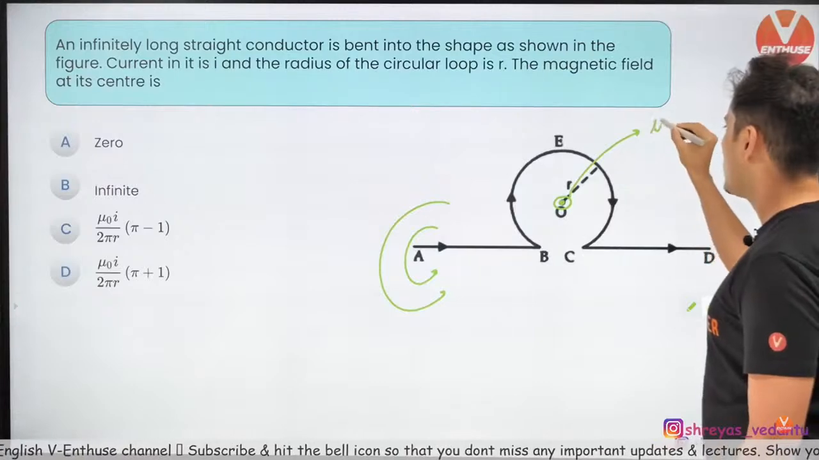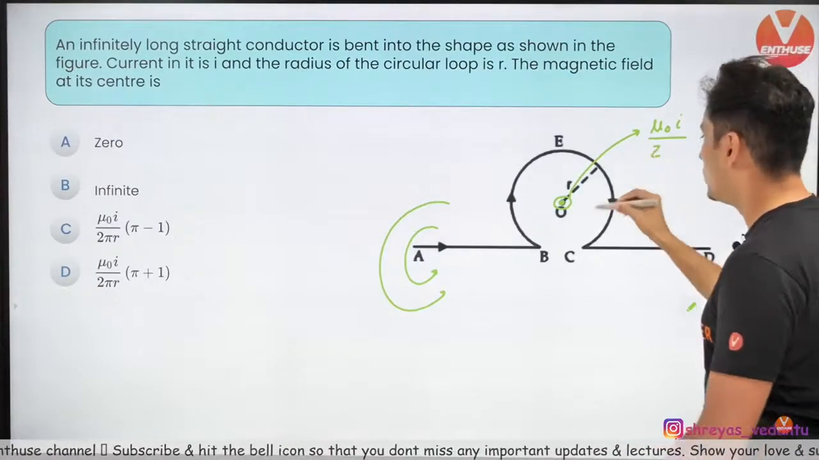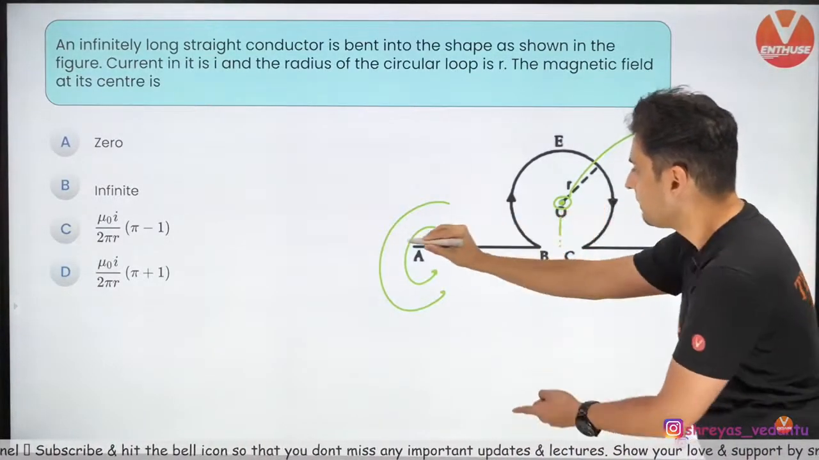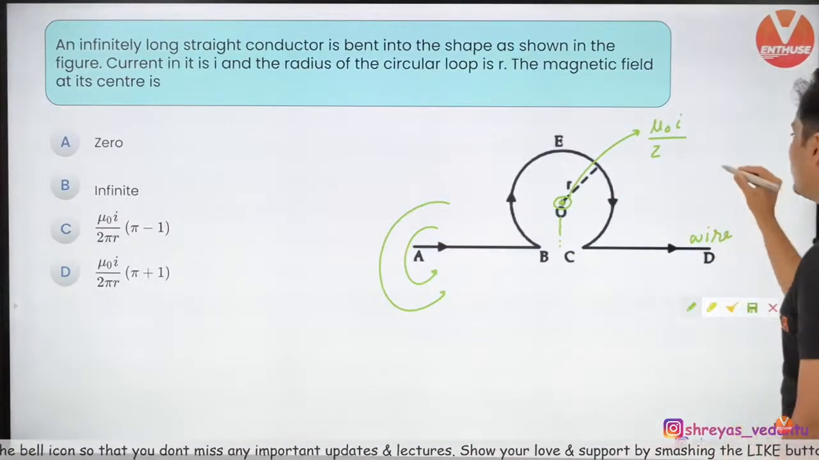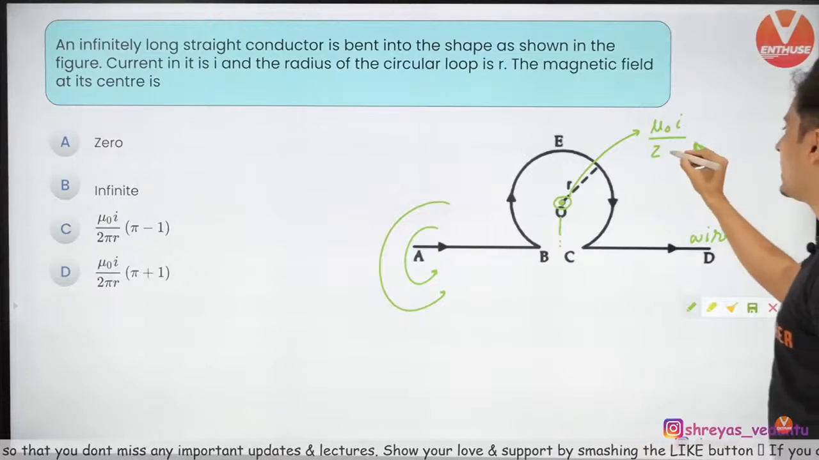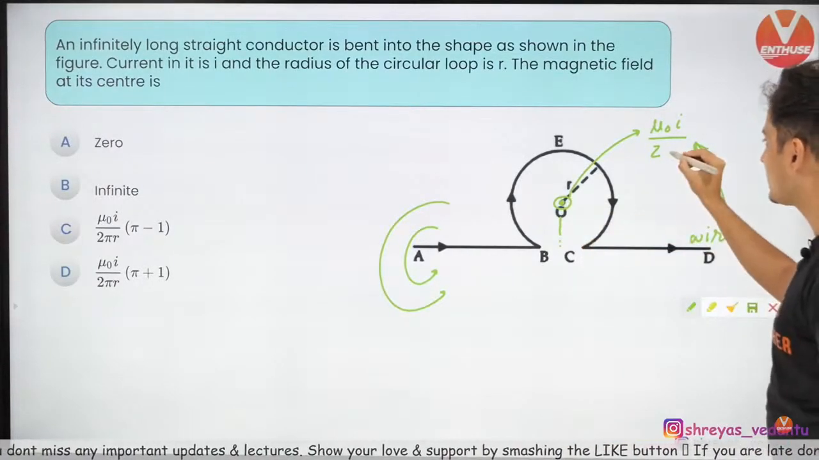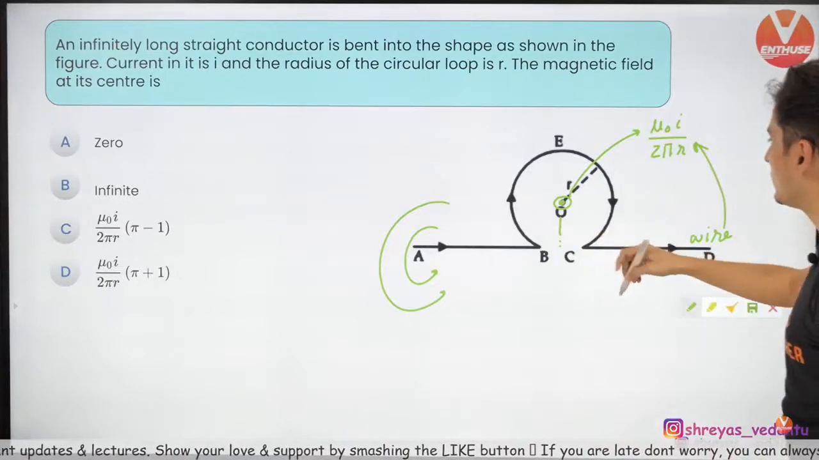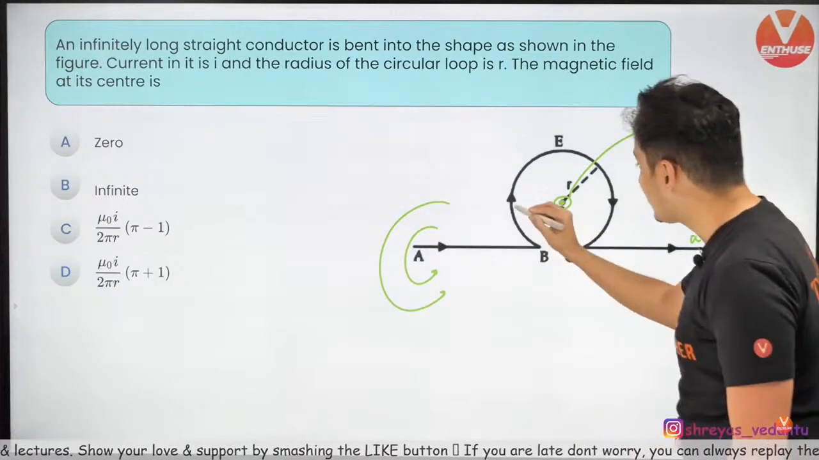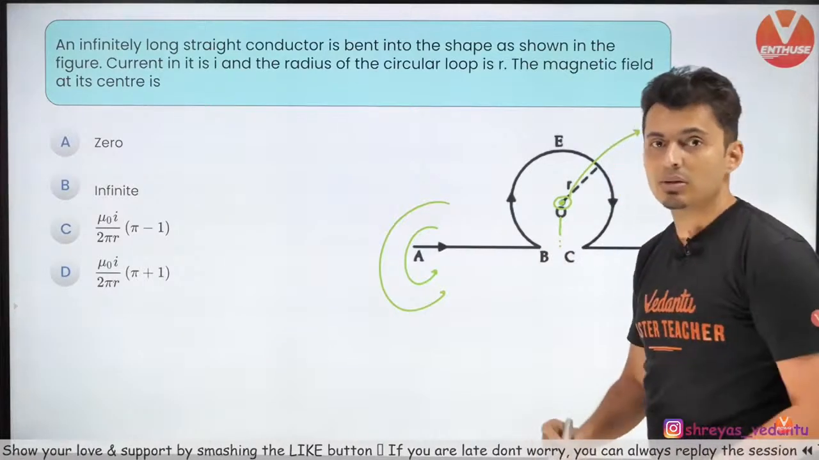How much is that value? Mu naught I by 2 distance from the wire. Think of this like a long wire. So field due to a wire, how do you calculate? Mu naught I by 2 distance, which is, sorry, 2 pi r. 2 pi r, that's it. That's the formula.